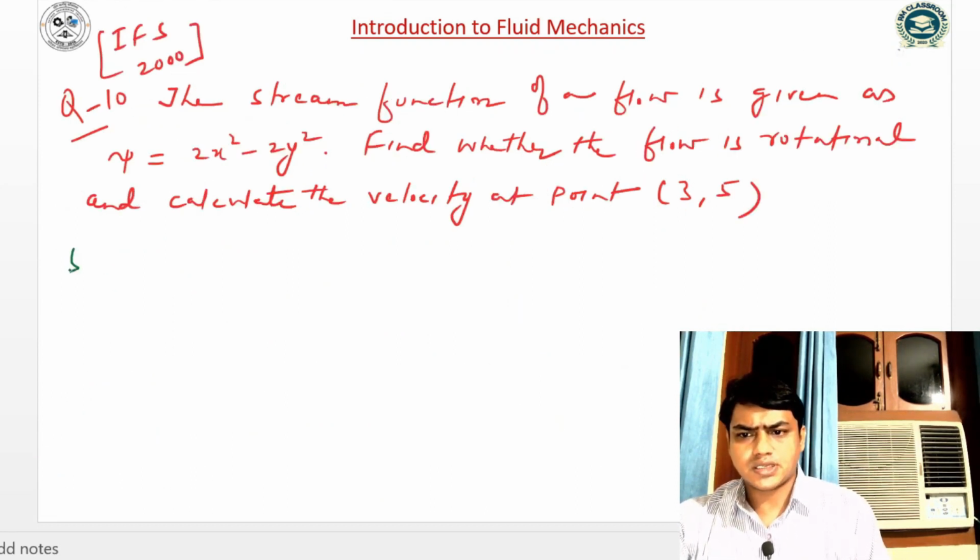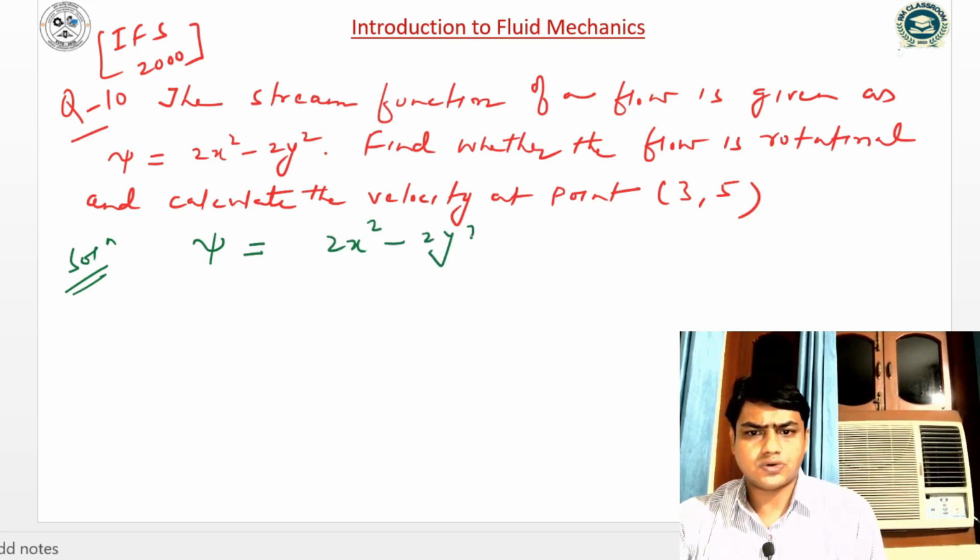So let us take another question. It is a conventional question asked in Indian Forest Services in 2000. The stream function of a flow is given as psi is equal to 2x square minus 2y square. Find whether the flow is irrotational and calculate the velocity at point (3, 5). A stream function is given, psi is equal to 2x square minus 2y square. So velocity can be written as ui plus vj, because it is a two-dimensional flow.